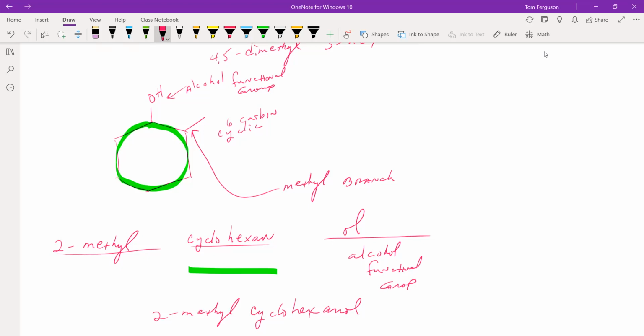Okay, and this is just a matter of doing a lot of practice and getting used to this numbering. I recommend using a highlighter for the backbone. And you can use a different color for the functional group and the branching. My students tend to like to use highlighters.